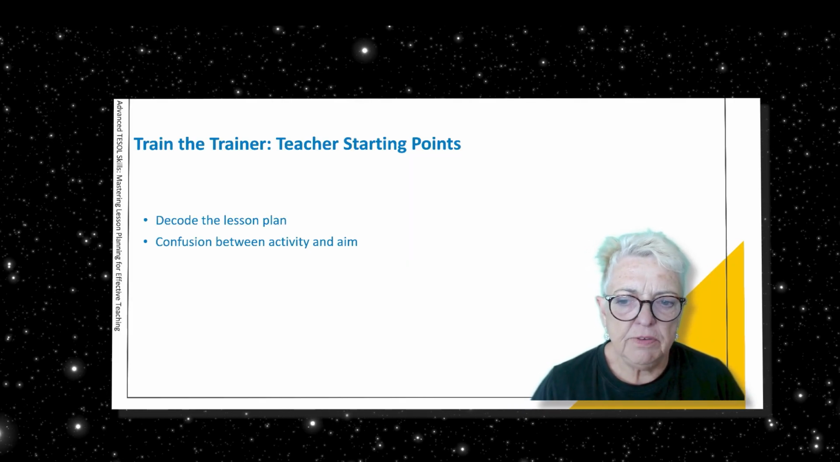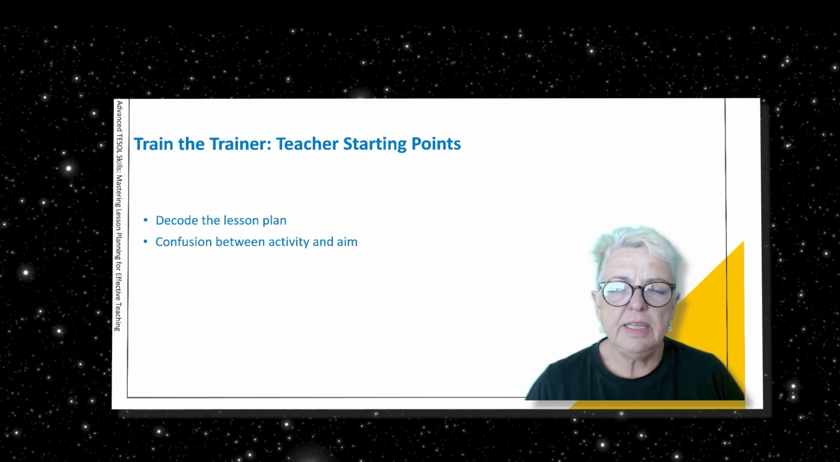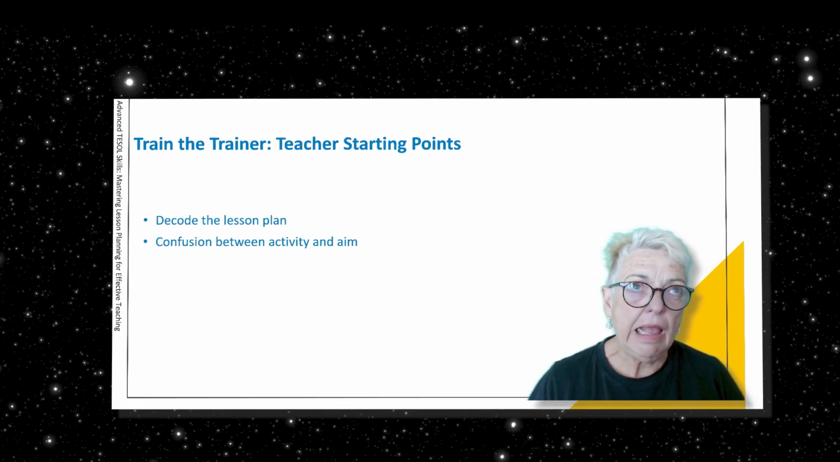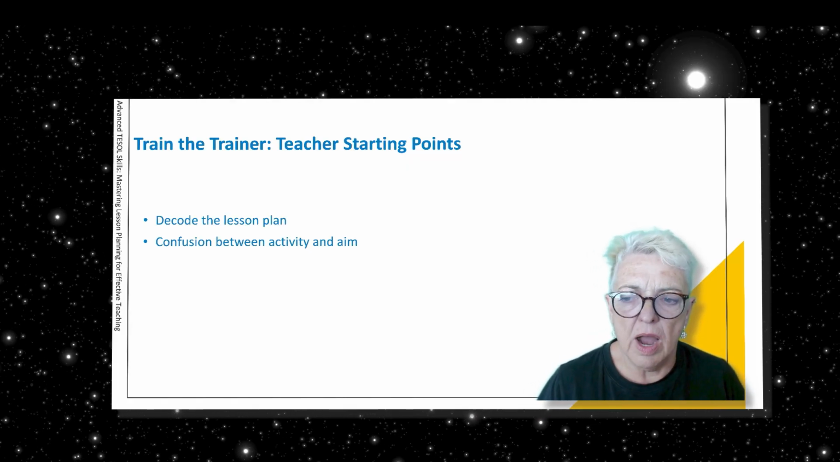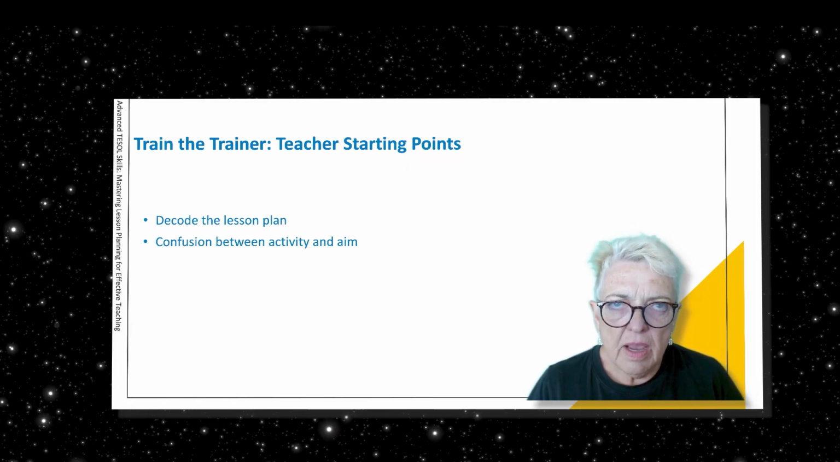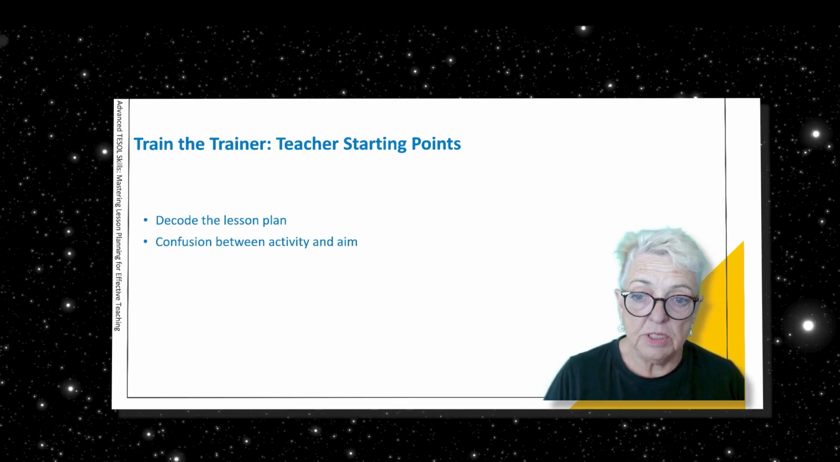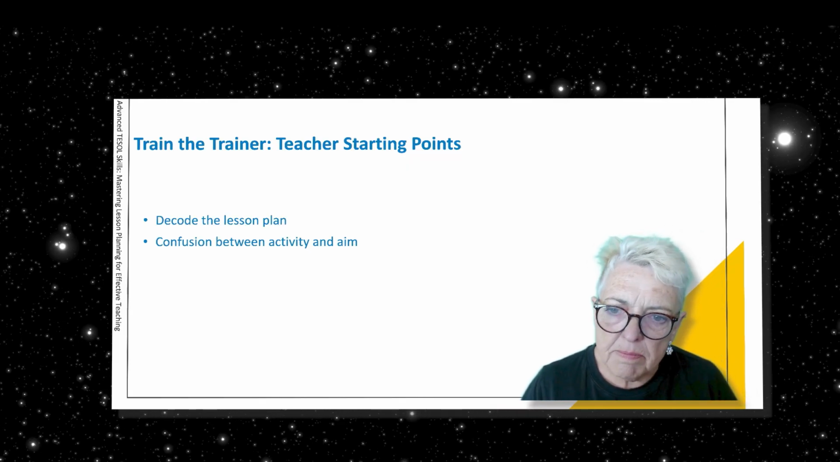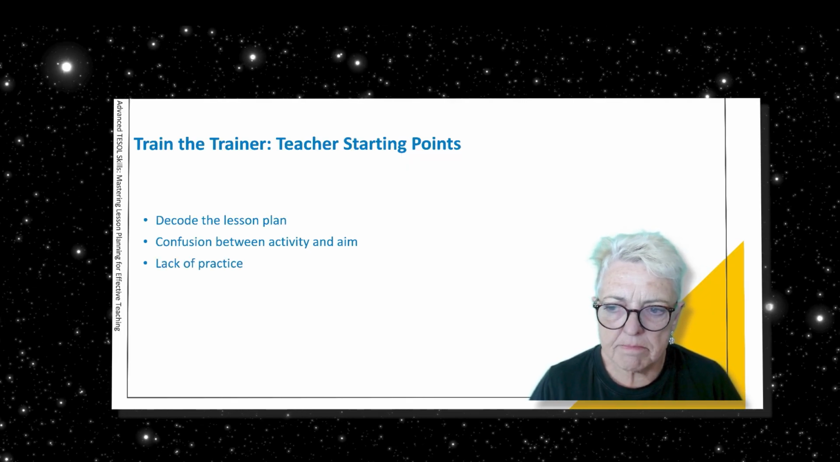Many teachers confuse activity and aim, especially when they're starting out. They see the aims box on the lesson plan and think, what do I do? So they put in the what rather than the why. So if you can't preface it with, I'm doing this in order to, then it's probably a stage rather than an aim.